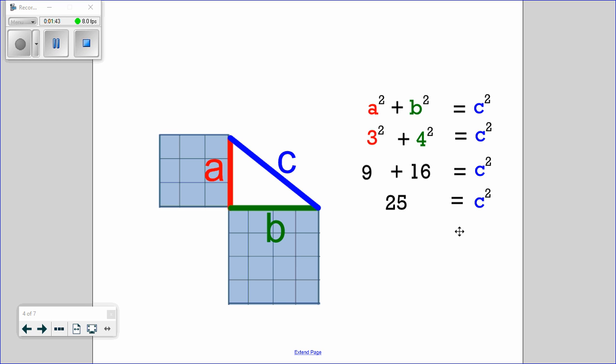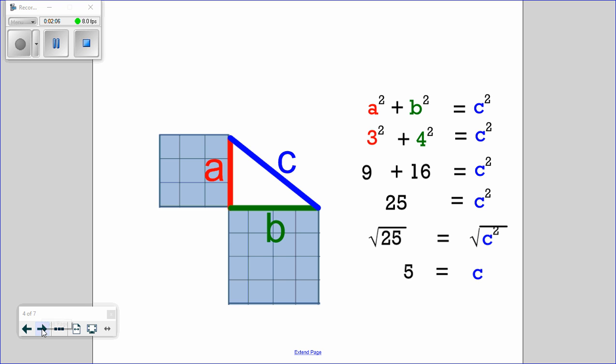Then we take the square root of both sides, because remember, whatever you do to one side, including taking the square root, you have to do to the other side of an equation. So the square root of c squared equals the square root of 25. The square root of c squared is c, and that's what we want. And the square root of 25 is 5. So sure enough, c turns out in this case to be 5.